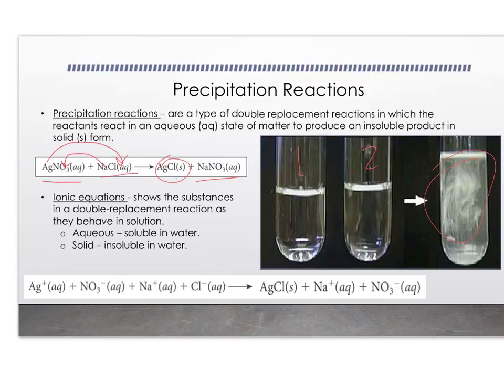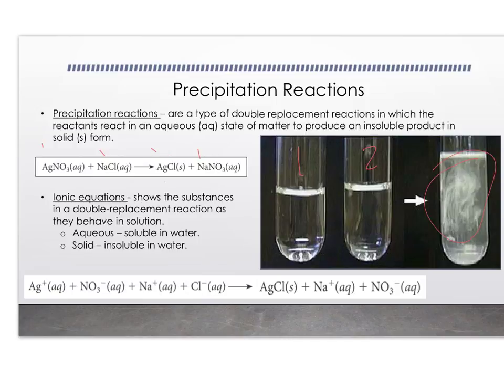So then your ionic equations are just going to show the substances in a double replacement reaction as they behave in solution. If you have an aqueous state of matter, they're soluble. Solids, or the solid state of matter, are insoluble in water. So anytime you have an (aq), you need to separate those ions and keep track of the mass and charges. We have to make sure it's balanced. Everything is a 1:1:1 ratio, so we don't have to worry about coefficients here.